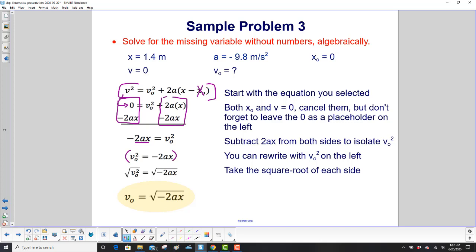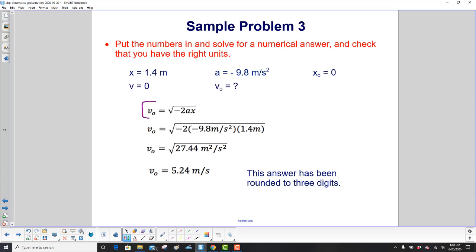But we don't want v0 squared. We want v0. So take the square root of both sides. And we finally wind up with v0 is the square root of minus 2ax. And that might bother you, right? You see a negative sign in a square root? We can't do that, at least not at this level of math. But let's wait for the next slide.